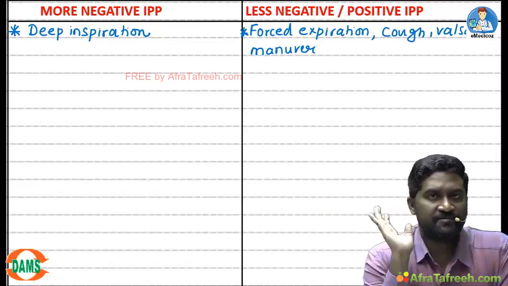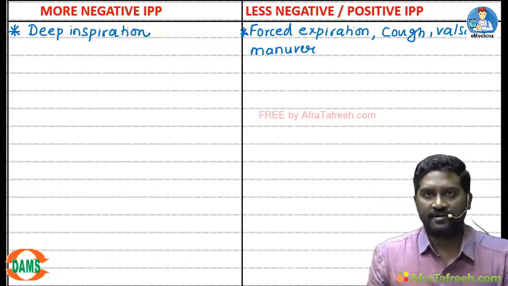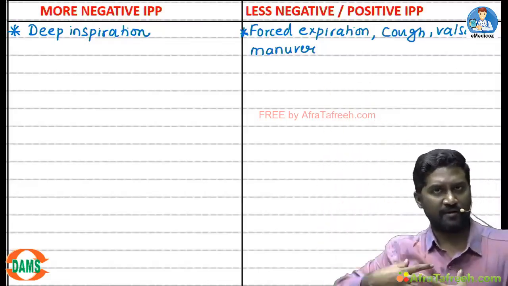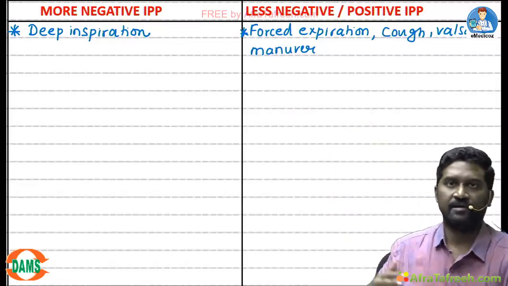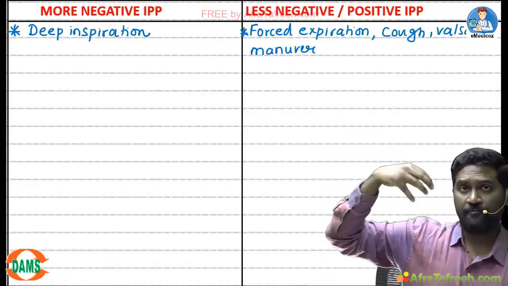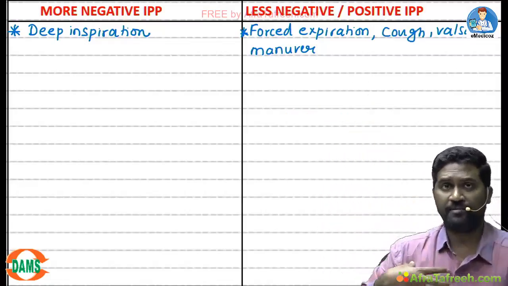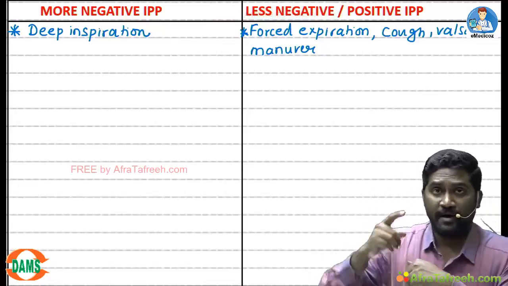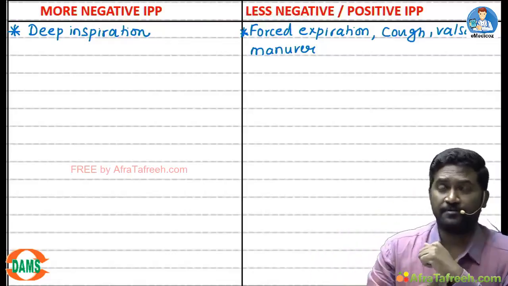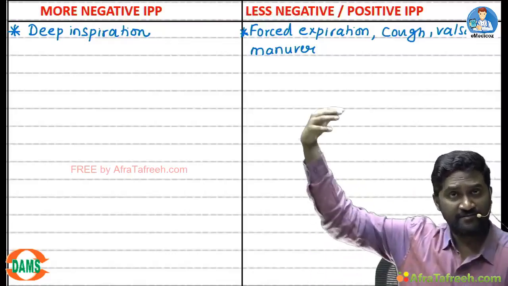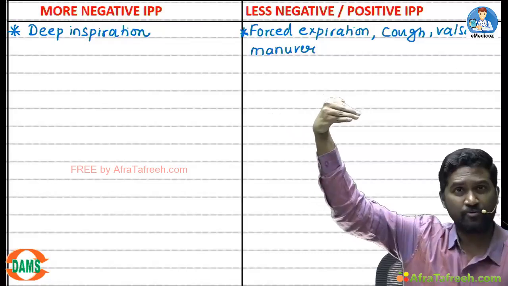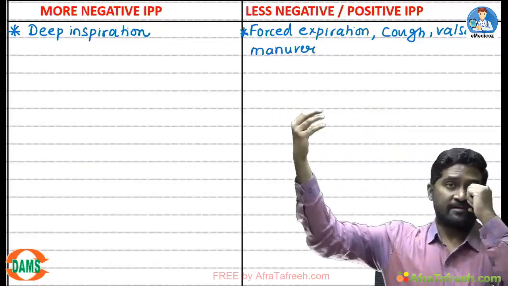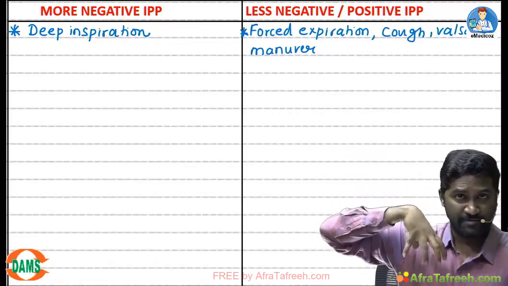So now deep inspiration. Whenever I take deep inspiration, air from the atmosphere has to accumulate in my lungs. Now if air from the atmosphere has to accumulate in my lung, what should happen to pressure around my lung? Around my lung it should be more negative. The reason is gases generally flow from high to low pressure. Now during deep inspiration, excess air from the atmosphere has to reach the lung.